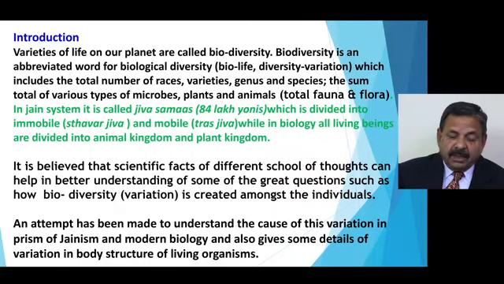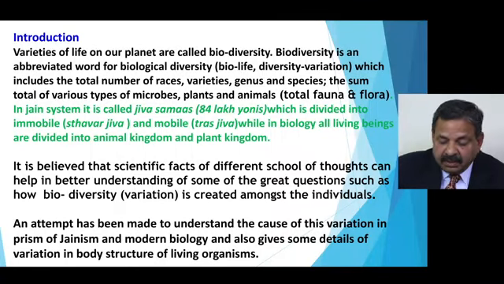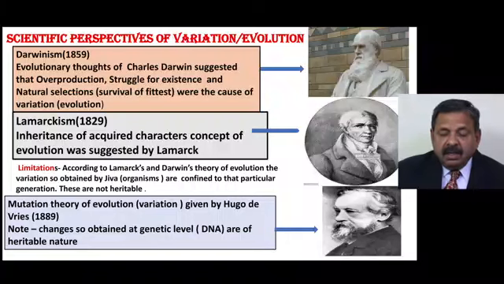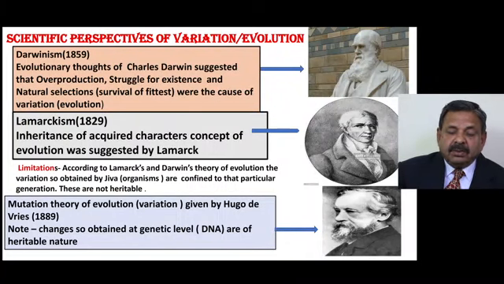Therefore, an attempt has been made to understand the causes of this variation in the prism of Jainism and in modern biology, and also to give some details of variation in body structure of living organisms. For this, if we see the different theories of evolution, the scientific perspectives, Darwin has given a theory of evolution, Lamarck has given a theory of evolution, and De Vries has also given a theory of evolution. Lamarck's theory of evolution is the inheritance of acquired characters.